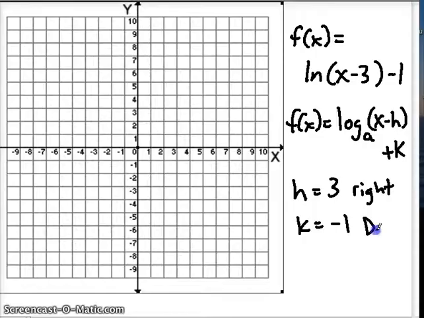So I'm going to shift it down 1 unit. If k is negative, we go down. If it's positive, we go up. If h is positive, we go right. If it's negative, we go left.